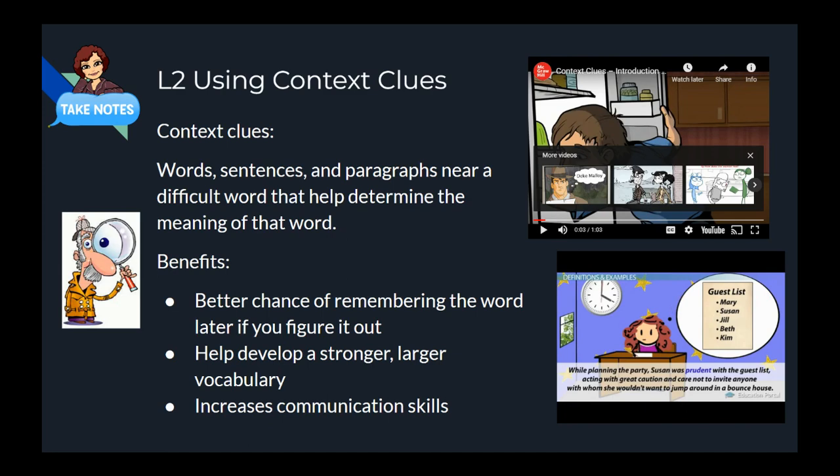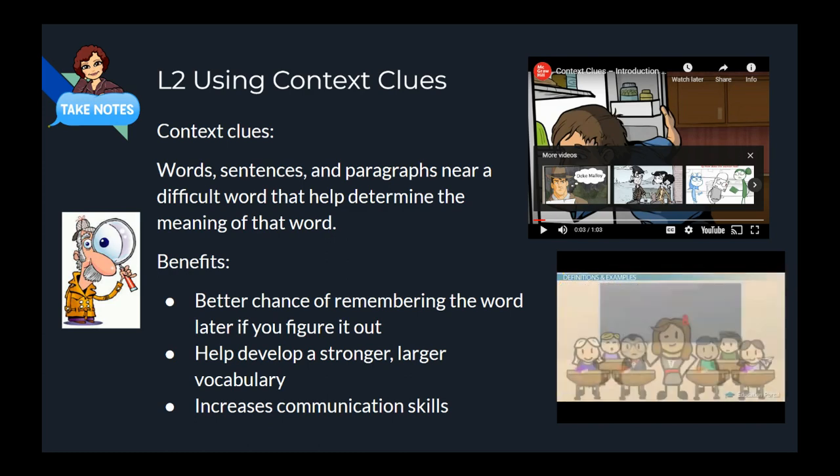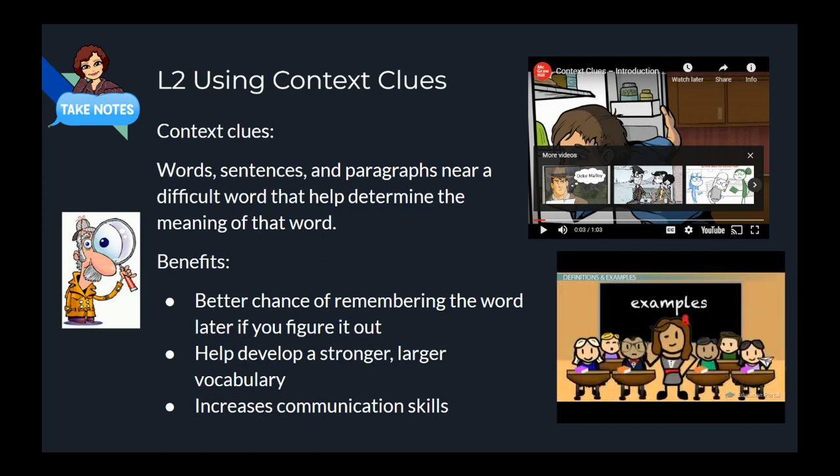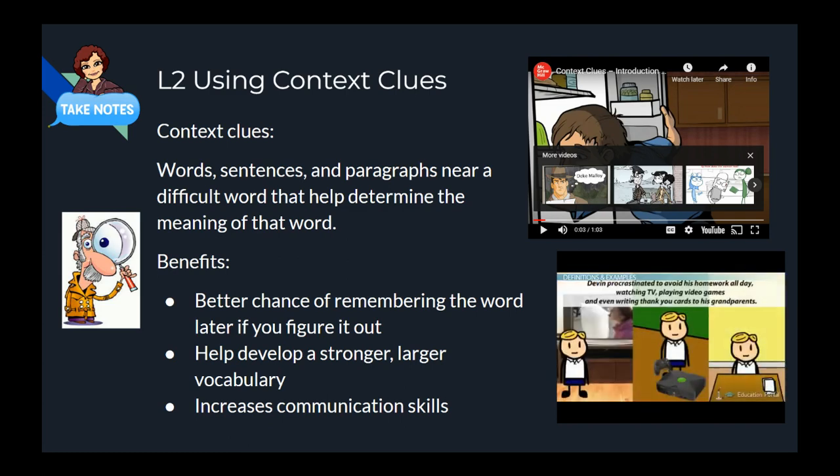And how else is Susan's behavior with the guest list described? She's acting with great caution and care. So what's the definition of prudent? Acting with great caution and care. Other times you'll see examples that help explain the word in question. This is very similar to finding the definition. Look at this sentence.